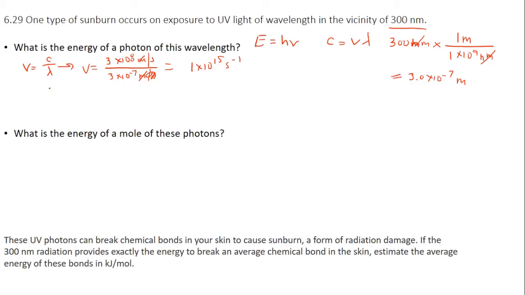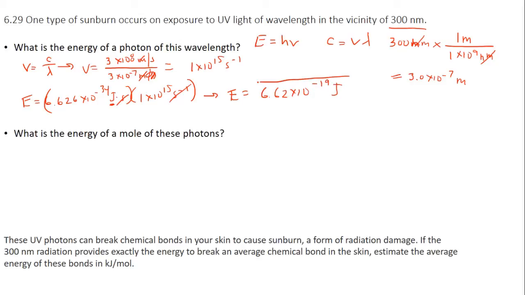Now that we have frequency, we can then find the energy. Energy equals Planck's constant, 6.626 times 10 to the minus 34th joule seconds, times the frequency we just calculated, 1 times 10 to the 15 inverse seconds. So seconds cancel out, which makes sense because we want energy in joules. The energy of a photon at this wavelength should equal about 6.62 times 10 to the minus 19 joules.